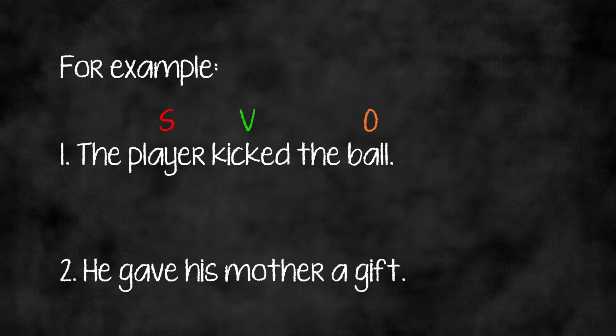He gave his mother a gift. Our verb, our action is gave. He is the subject. It does the action. It gave. We have two objects, two receivers of the action. He gave who? His mother. He gave what? A gift. Mother is an object. Gift is an object.